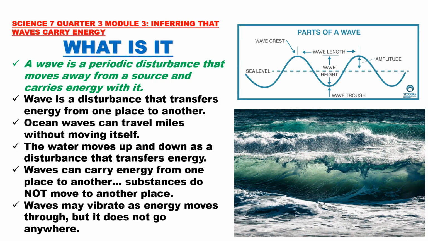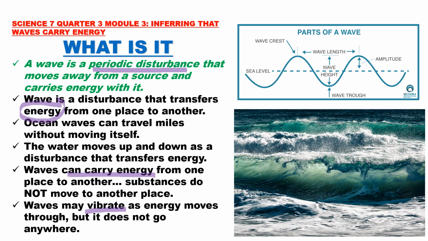So what is a wave? So a wave is a periodic disturbance that moves away from a source and carries energy with it. So a wave is a disturbance that transfers energy from one place to another. Ocean waves can travel miles without moving itself. The water moves up and down as a disturbance that transfers energy. Waves can carry energy from one place to another. Substances do not move to another place. Waves may vibrate as energy moves through, but it does not go anywhere.